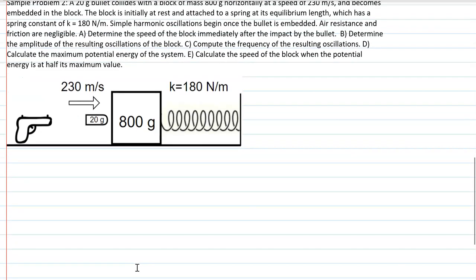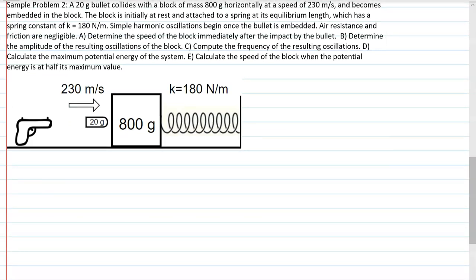All right, sample problem 2 should look familiar because you may have seen this on a test. So we've got a 20-gram bullet that collides with a block of mass 800 grams horizontally at a speed of 230 meters per second and becomes embedded in the block. The block is initially at rest and attached to a spring at its equilibrium length, which has a spring constant of k equals 180 newtons per meter. Simple harmonic oscillations begin once the bullet is embedded. Air resistance and friction are negligible.